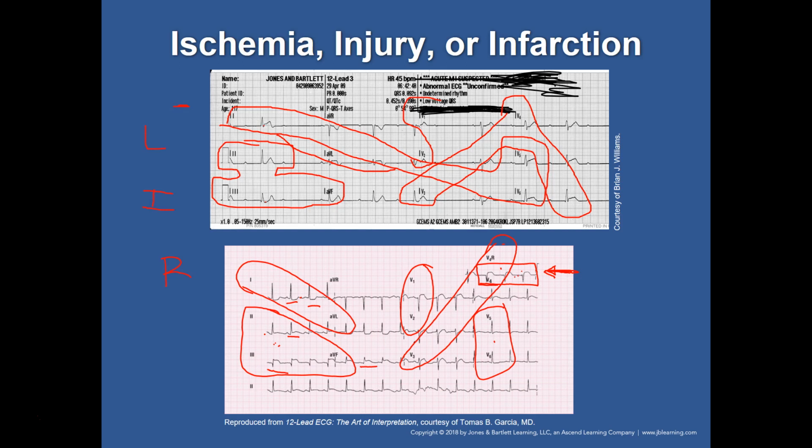So that's it for quick, down and dirty 12-lead interpretation, kind of the groupings. Thanks.